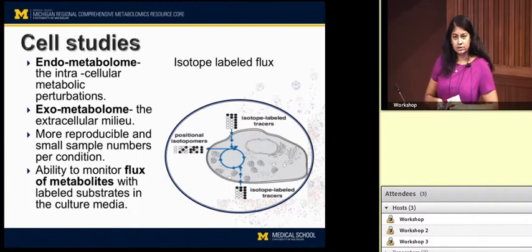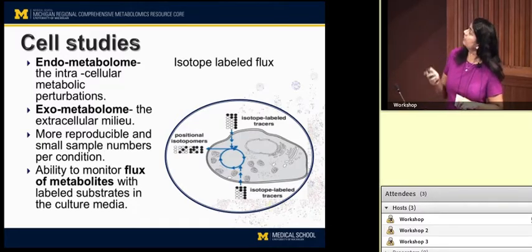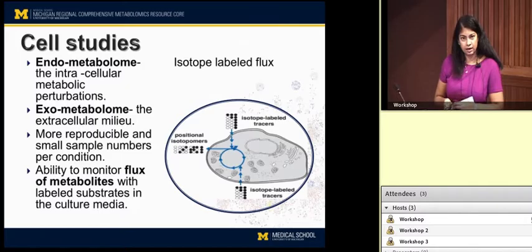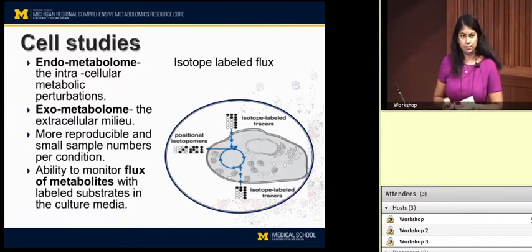This is also a great platform to start studying flux of metabolites. You can introduce isotope labeled flux. These are metabolites with small changes in the amount of mass that we can detect through mass spectrometry. This can be tracked to different pathways and gives us tremendous information about the metabolome that's happening in the cell.